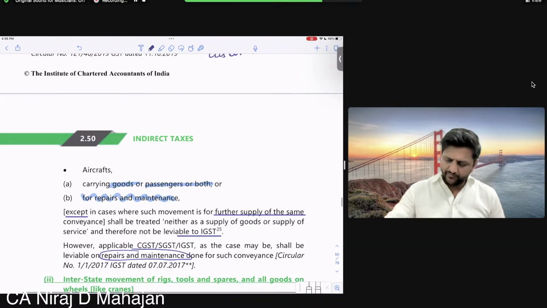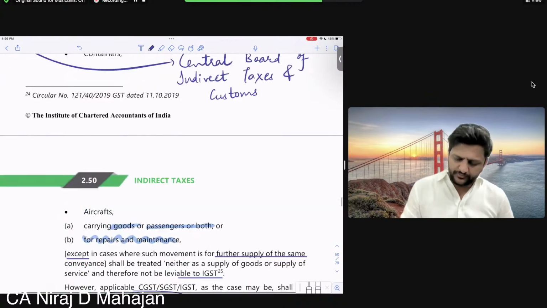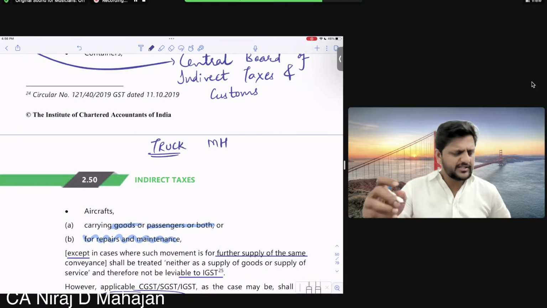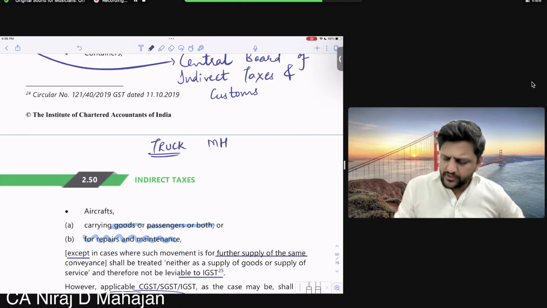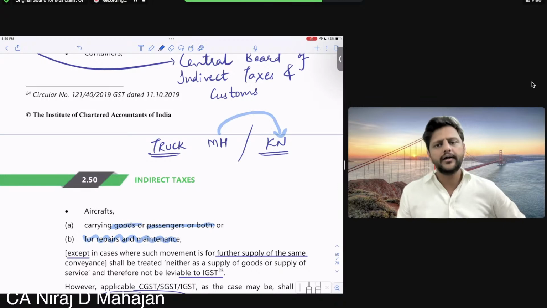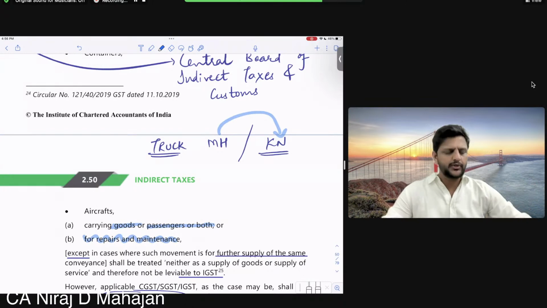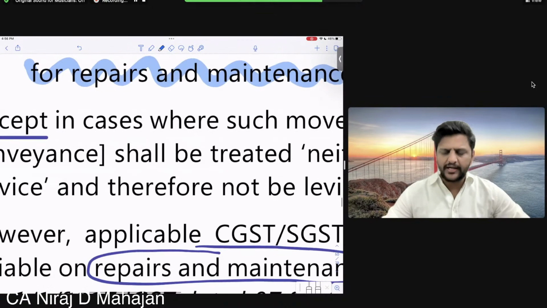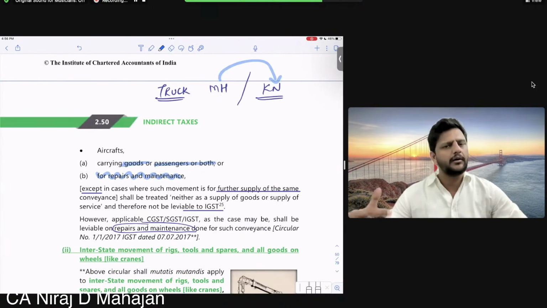Try to understand. If you have, let us say, a truck in Maharashtra, let us say near the Maharashtra border, and your nearest authorized repair service station is in Karnataka. So you are doing an interstate transfer of the truck, but what is the purpose? Is it for further supply? Are you taking it to Karnataka so that it can be sold in Karnataka? No. I'm talking of the second example, repairs and maintenance. Yes, still here? So you're sending it to Karnataka for repairs and maintenance so that it can come back also.